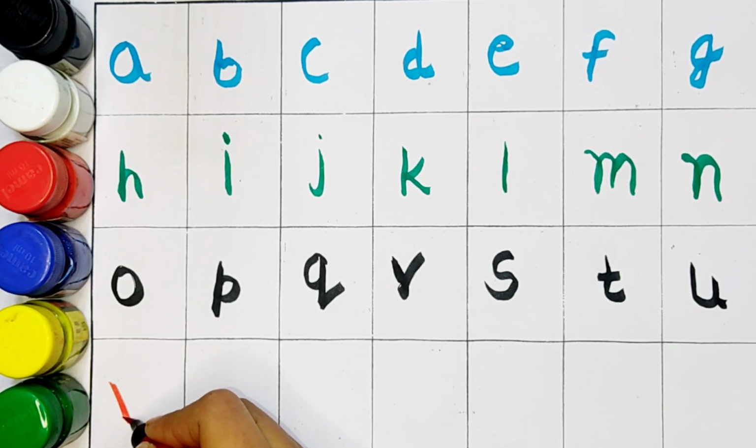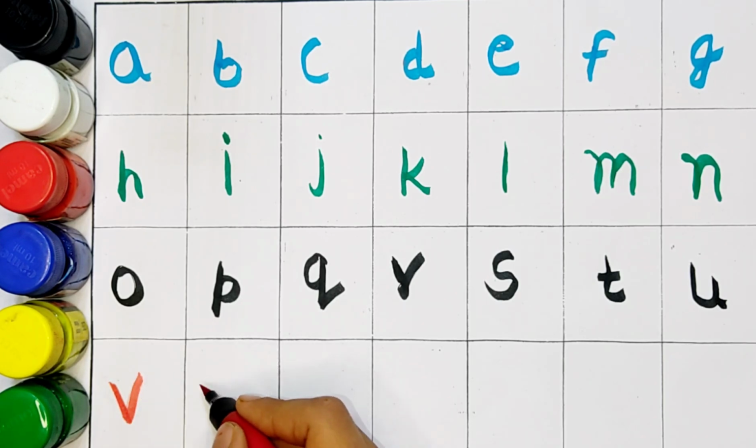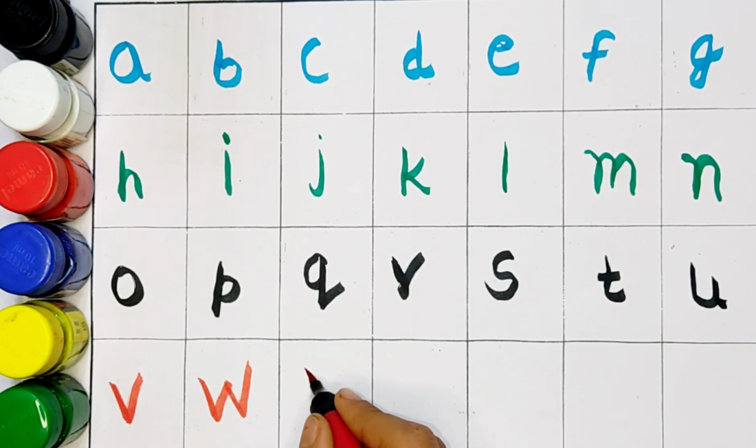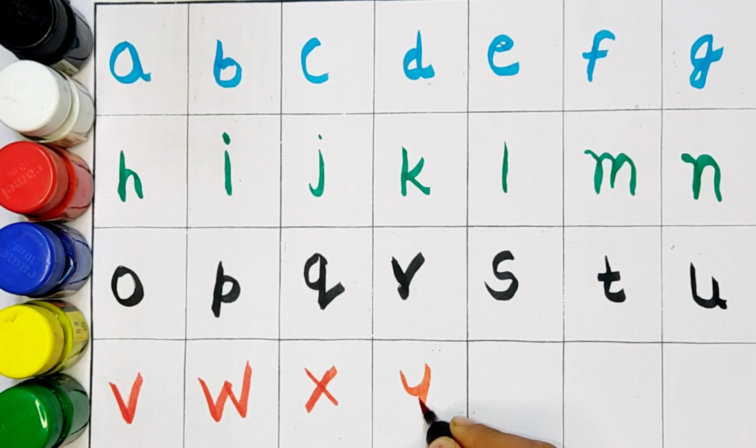V. V for van. W. W for watermelon. X. X for Xmas tree. Y. Y for yak. Z. Z for zebra.